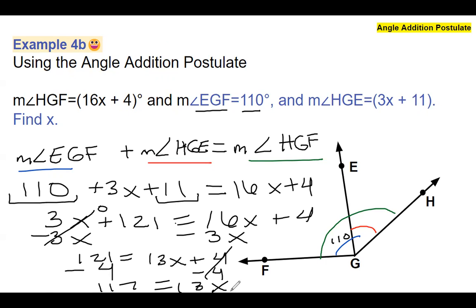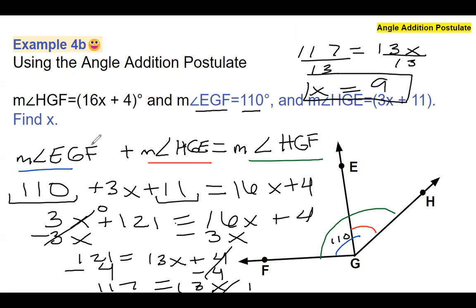And my last step, divide by, I don't have enough space, but let me go ahead and write it over here. 117 equals 13x. Divide by 13. I ran out of space down there, guys. And we're left with x equals 9. Is that all it's asking? Yes, it's only asking to find the value of x. Now, if we were to be asked for one of the values of the other angles, we can go back and substitute. Okay, any questions on this, guys?